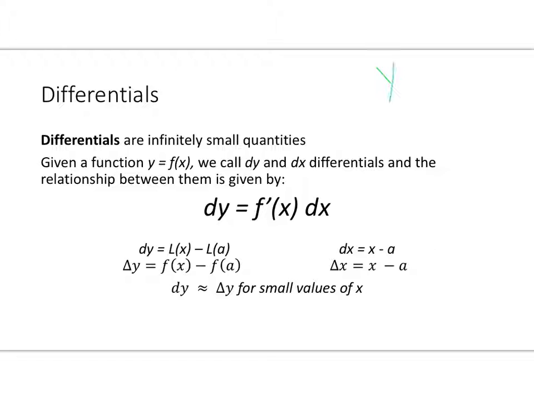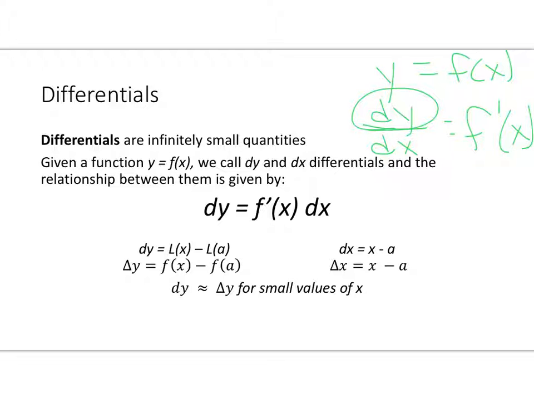I know if I have y equals f of x, and I take the derivative, dy dx would be f prime of x. All I'm basically doing is solving for dy because I multiplied both sides by dx. So I get dy equals f prime of x times dx, the change in x. So how does this relate to linear approximations?